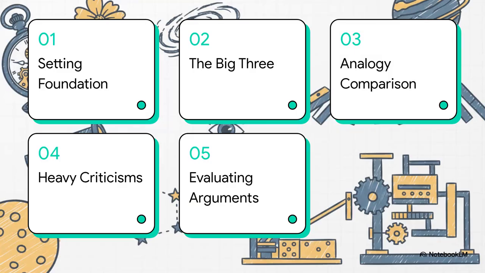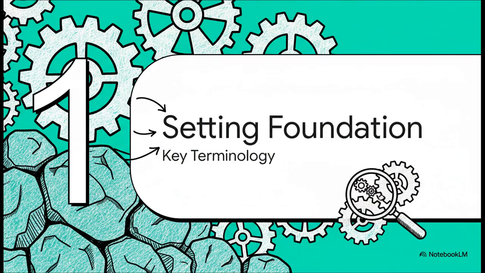Here is our mental scaffolding for today's explainer. 1. Setting the foundation. 2. Aquinas, Paley, and Tenet. 3. An analogy comparison template. 4. The heavy-hitting criticisms. And finally, 5. Evaluating the arguments.